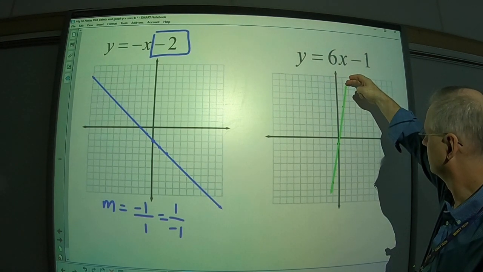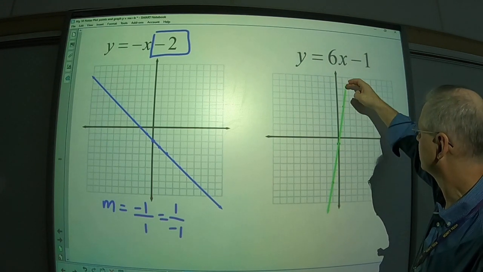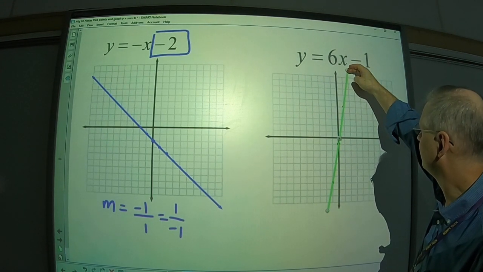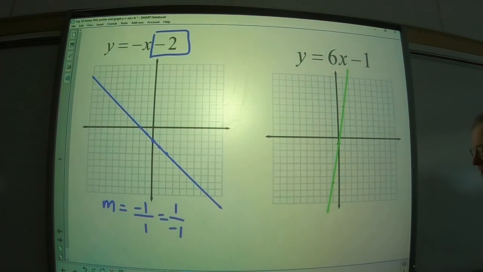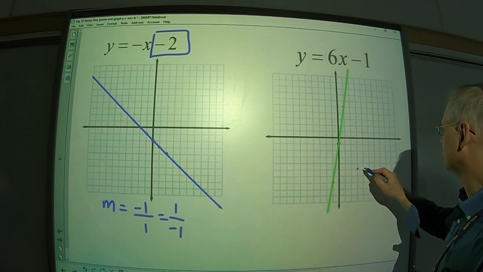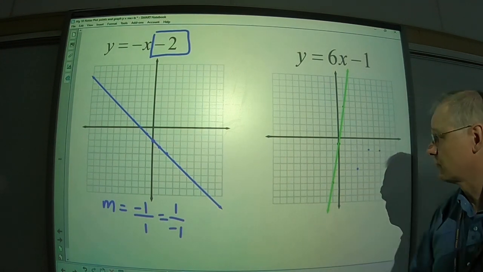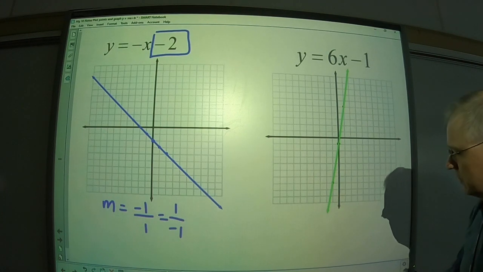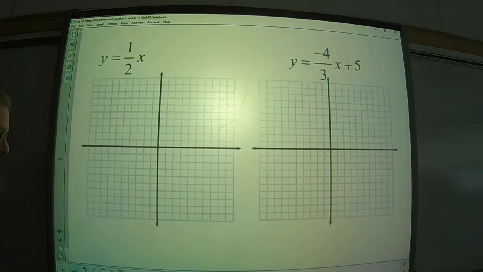Hopefully you can fix that mistake or catch the mistake if you have 3 points. Because if you had 3 points and one's here, and one's here, obviously something is wrong. It's not going to be a straight line. Okay, let's continue on. Here's our next one.